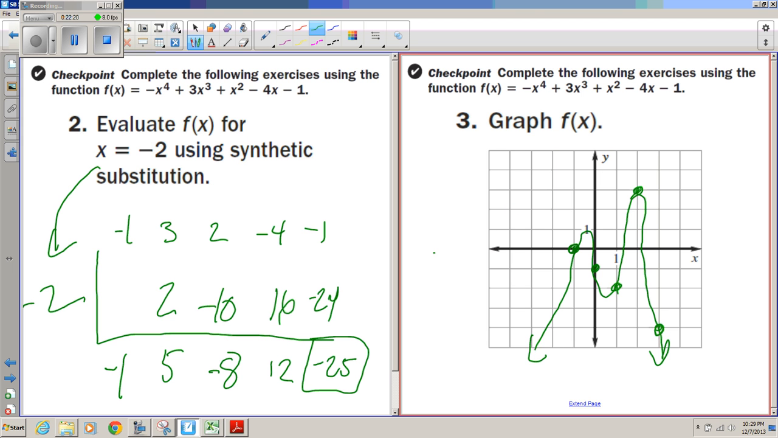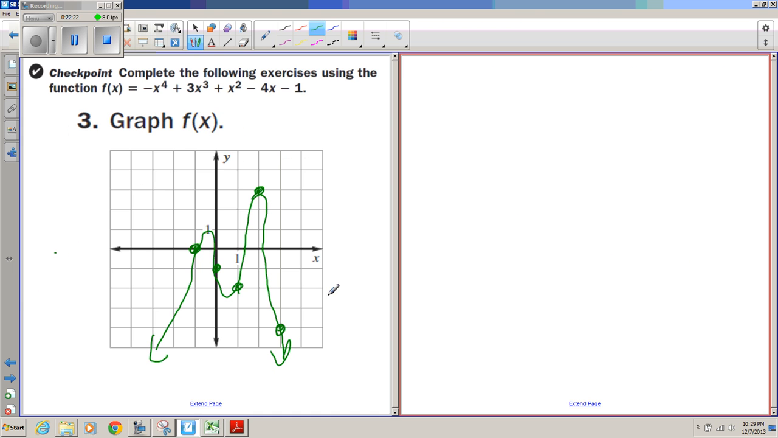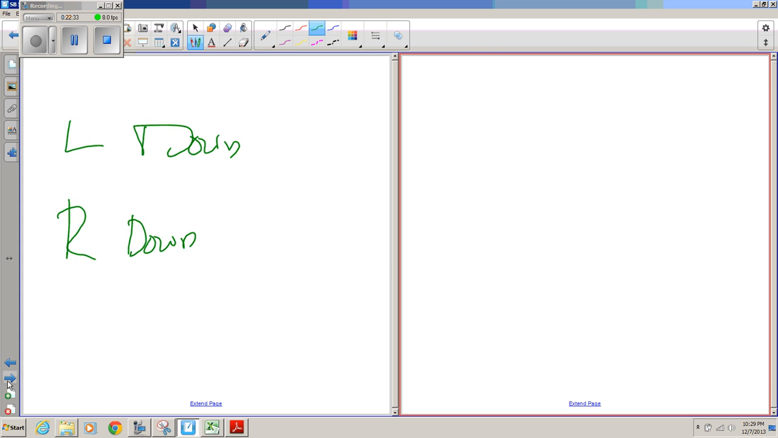So if we're dealing with end behavior for this, you're going to say the end behavior to the left is going down. The end behavior to the right is going down. That's how you can set this up.